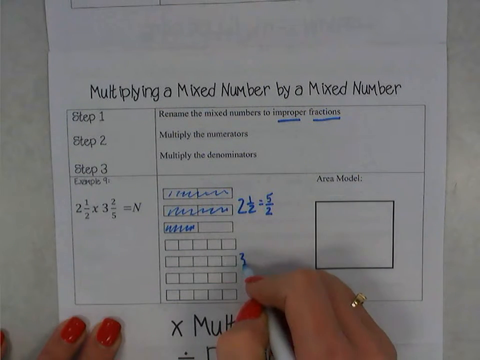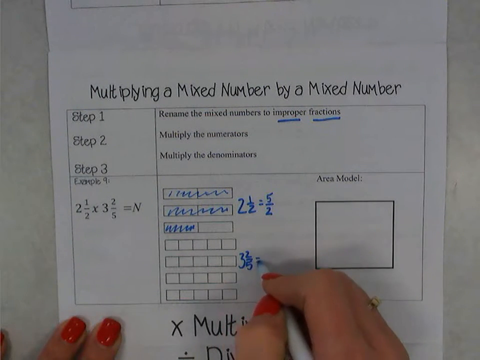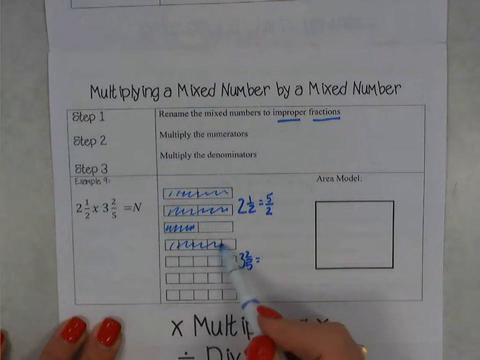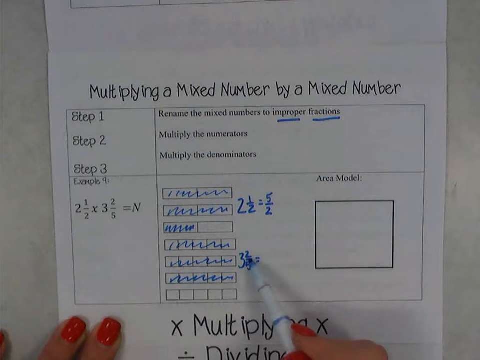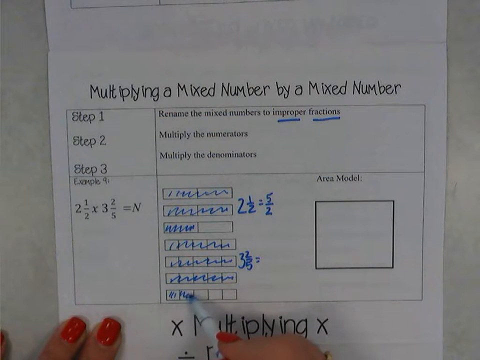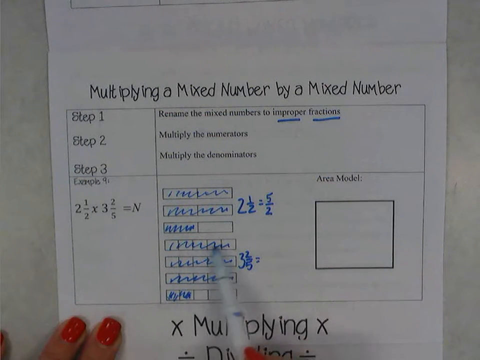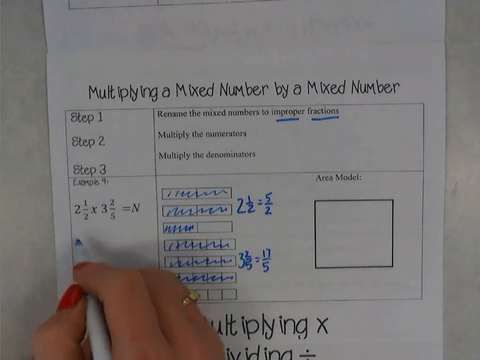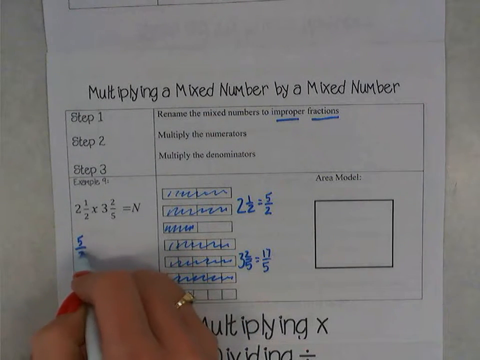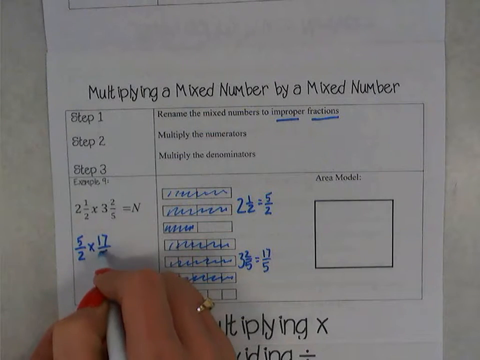How do I turn 3 2/5 into an improper fraction? Well, here's 1 whole, here's 2 wholes, and 3 wholes, and an additional 2/5. So how many fifths make up 1 whole? There's 5. 5/5 make 1 whole, 10/5 make 2 wholes, and 15/5 make 3 wholes, plus 2 more. I have a total of 17/5. Now I can rewrite my problem as 5 halves times 17/5.